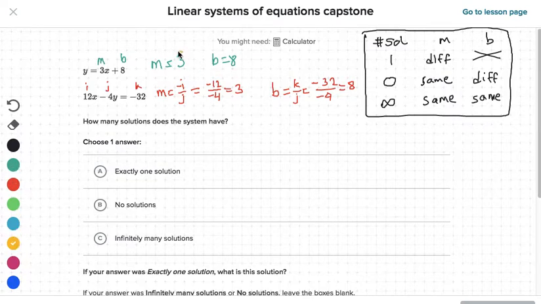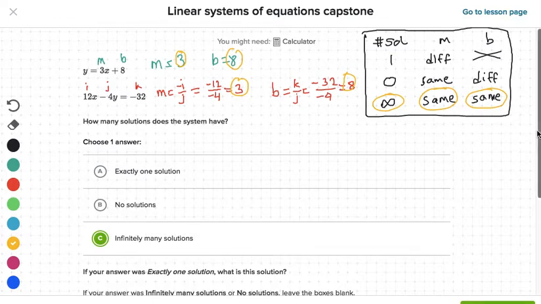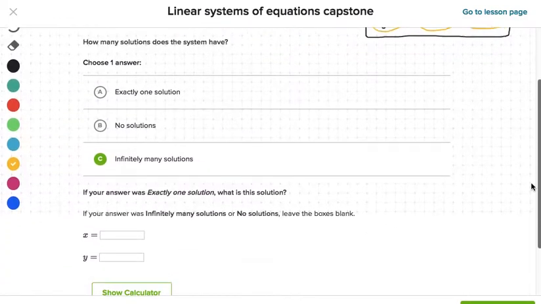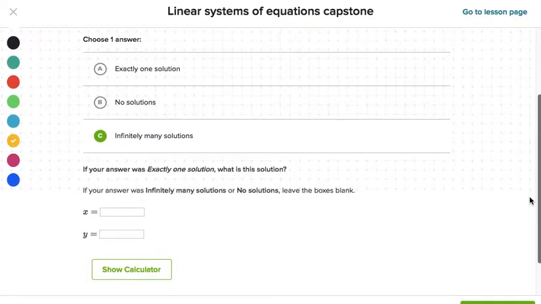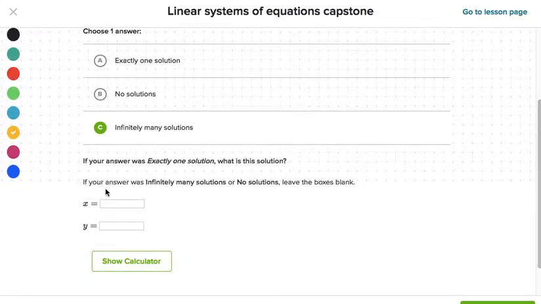So what we can see right here is that our slopes and our y-intercepts are both the same. The slope here is 3, the slope here is 3, the y-intercept here is 8, the y-intercept here is 8. Since we've got the same slope and the same y-intercept, that gives us infinitely many solutions. So there's no need to fill out this bottom part here because we've got infinitely many solutions.